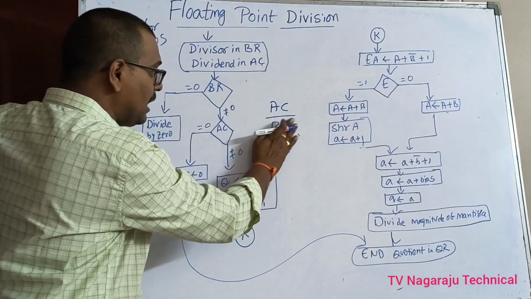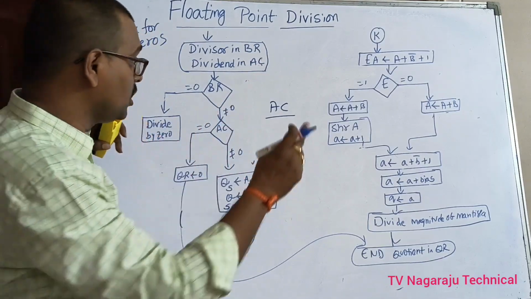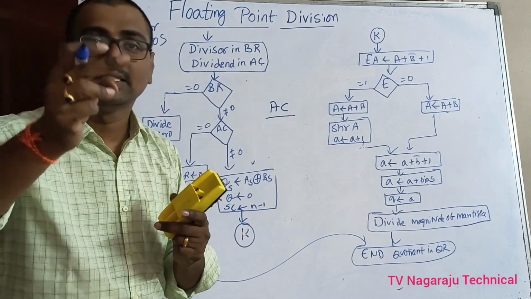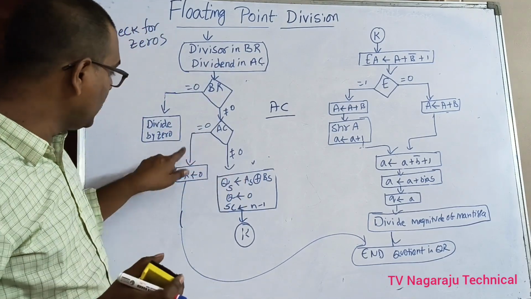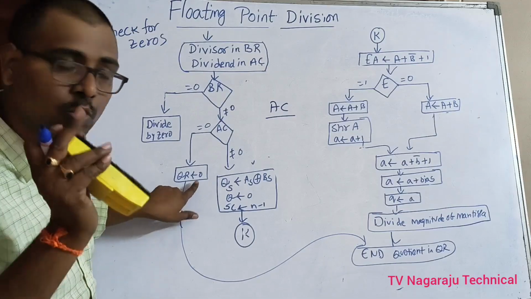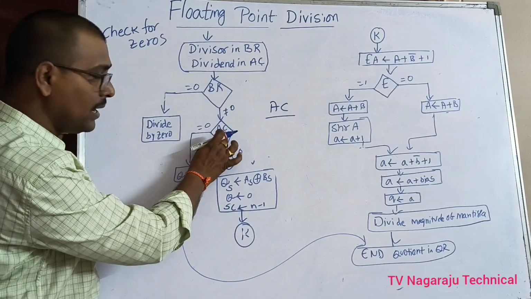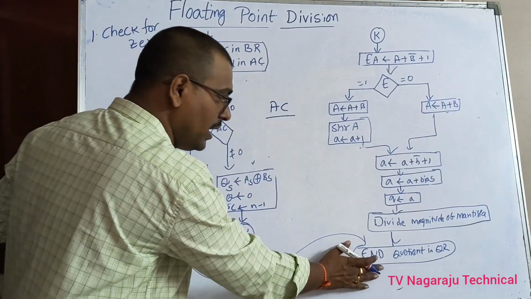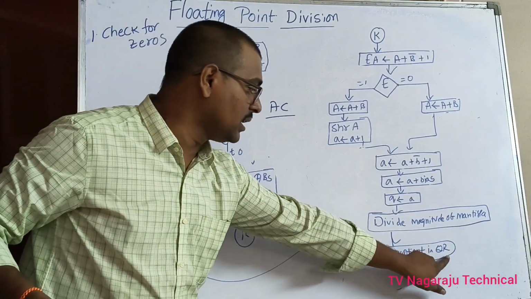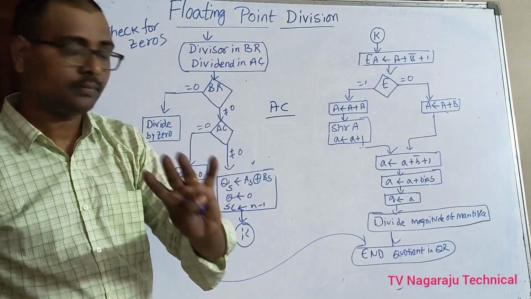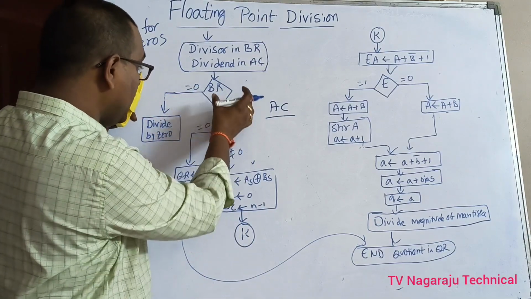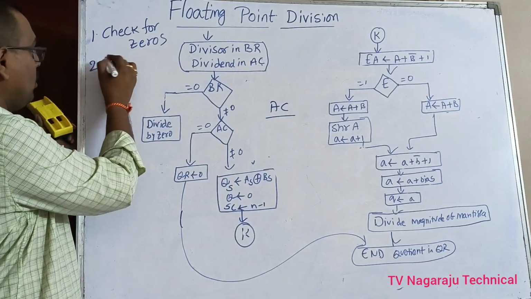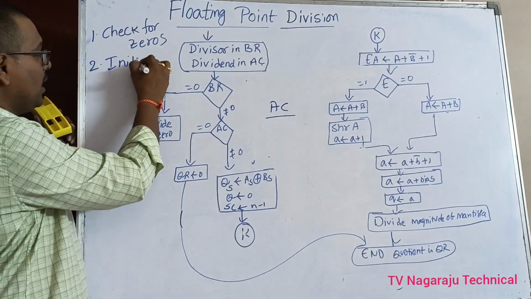For example, if BR is not equal to 0 and the dividend is 0, what is the result? Directly the answer is 0, and QR is the register which is used to store the result. So if the numerator, that is the dividend, is 0, simply QR is equal to 0 and we stop the process. My result is available in QR.